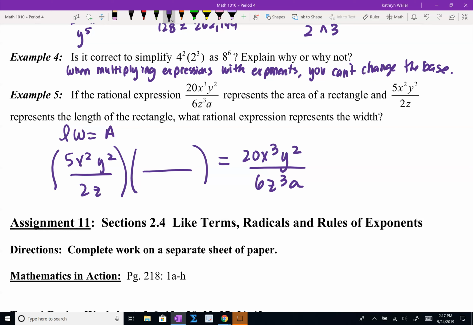Okay, so look how simple. What do I multiply by 5 to get 20? 4. If I have 2 x's and I need 3, I'm missing 1. If I have 2 y's and I need 2 y's, I'm good. What do I multiply by 2 to get 6? That's a 3. If I have 1 z and I need 3 z's, I'm missing a z squared. And I'm also missing my a, and that is my answer right there.